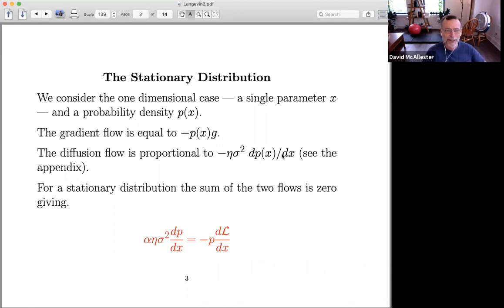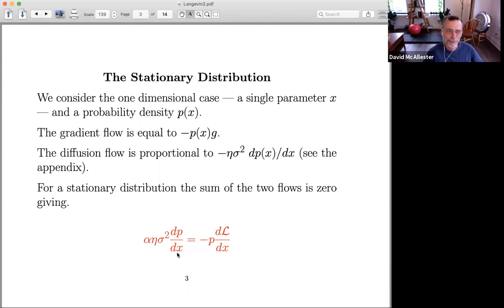Now, the analysis I'm about to do is going to be in terms of a single parameter. So I should have said that at the beginning. So let's consider the case where X is just one real number, so that this is just the derivative of that number in x. Okay, so in a stationary distribution in one dimension, these two flows have to be equal, right? The flow due to the gradient and the flow due to the diffusion have to cancel out. The sum of these two flows has to be equal. And if we set the sum of these two flows to be equal, we get this equation.